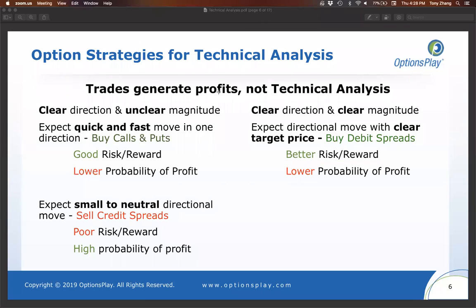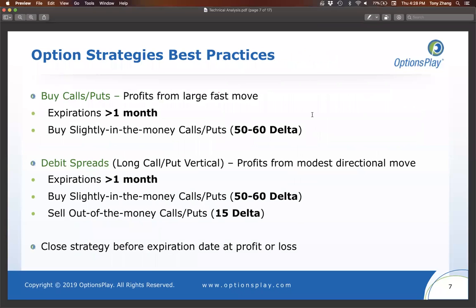So let's explore these strategies very quickly as to what the best practices are for each one. I'm going to talk about buying options first, and then we'll discuss selling strategies next. So first, we're going to talk about buying calls and puts.